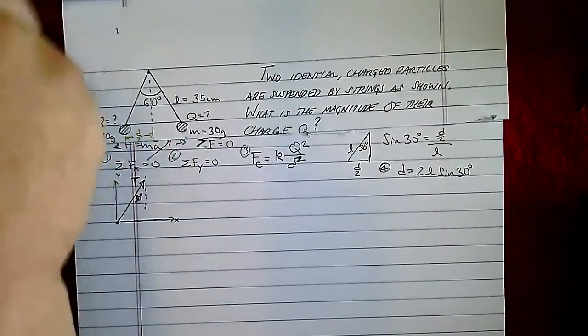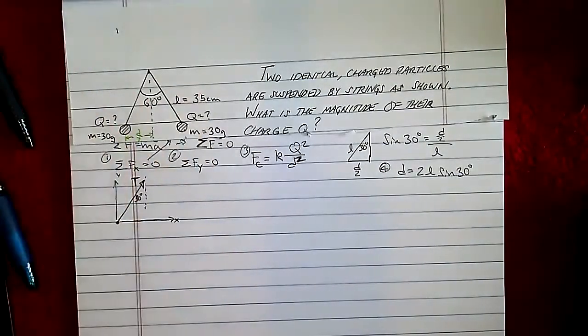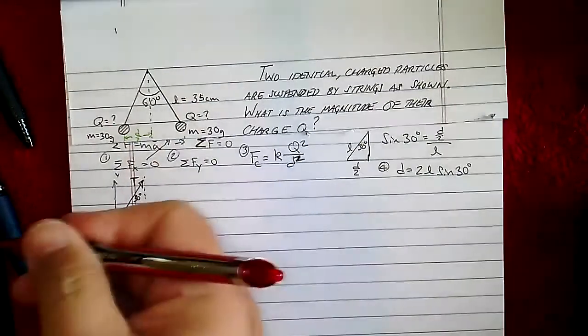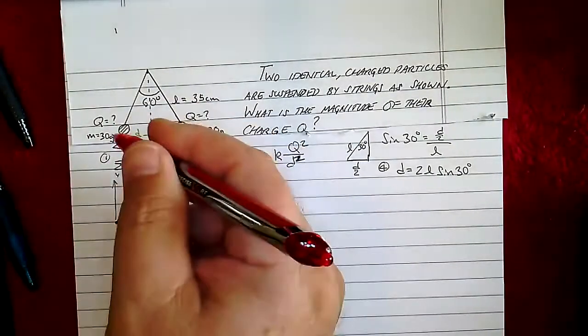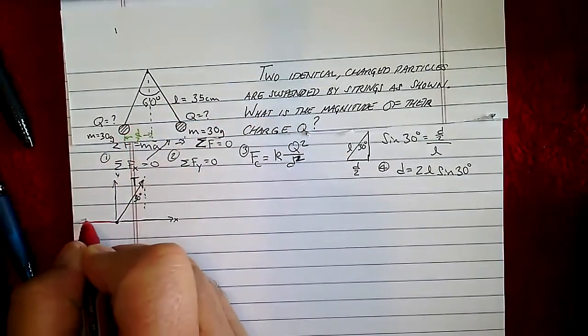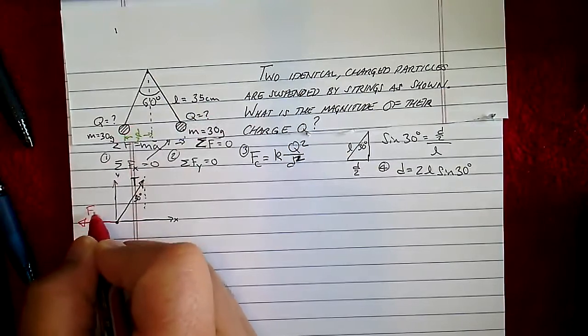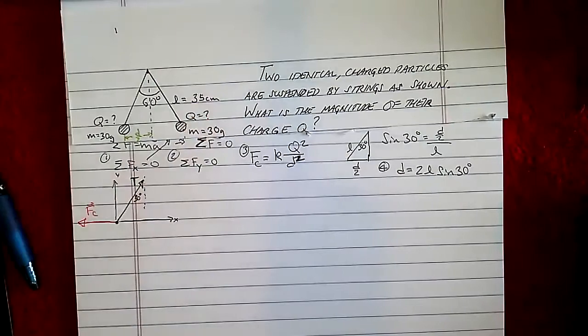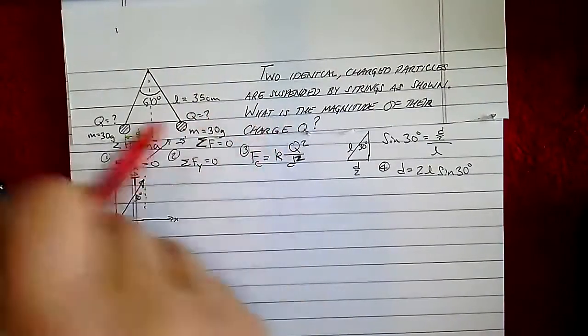Now I also have a force acting on it, the Coulomb force, and the Coulomb force is actually acting in the negative x direction because it's pushing this way. It's being repelled, this particle is being repelled by that particle. So this is F Coulomb. Technically I should have put a vector symbol over my T there.